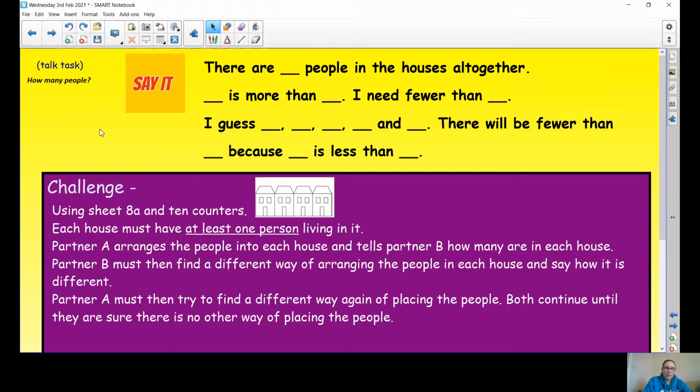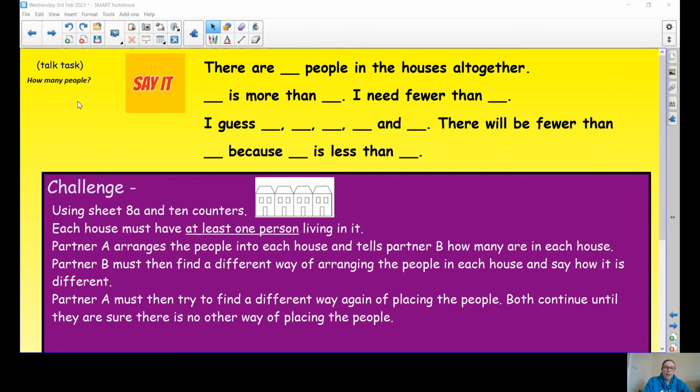Now here we go. Here's your challenge for today. You're going to use that house sheet, or you could draw 4 houses, and you're going to use 10 counters or 10 sweets or 10 of anything that you can move. Now each house must have at least 1 person living in it.